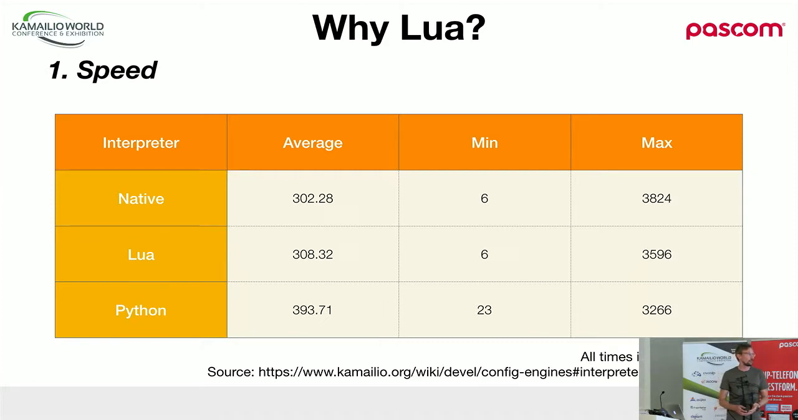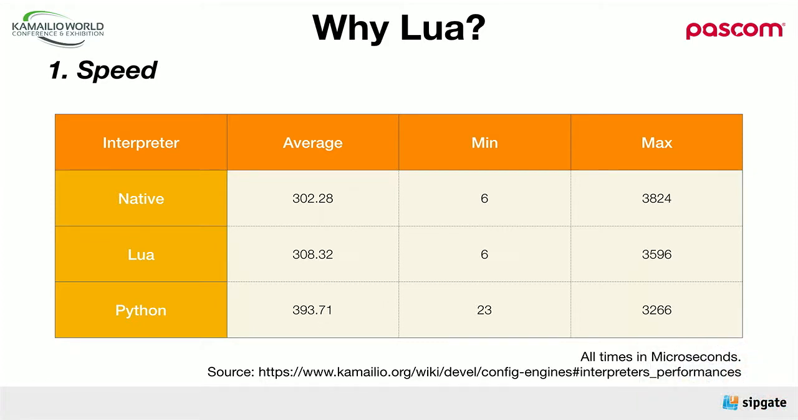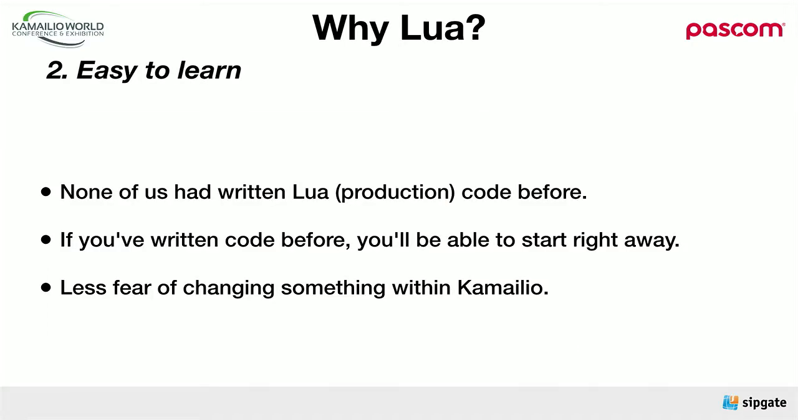But why did we choose Lua? Because there is a speed comparison somewhere on the Kamailio wiki, and you can see there the average execution time is almost where the native interpreter is, and that's why it was a no-brainer to take Lua, because we want speed. Another reason is it's easy to learn.